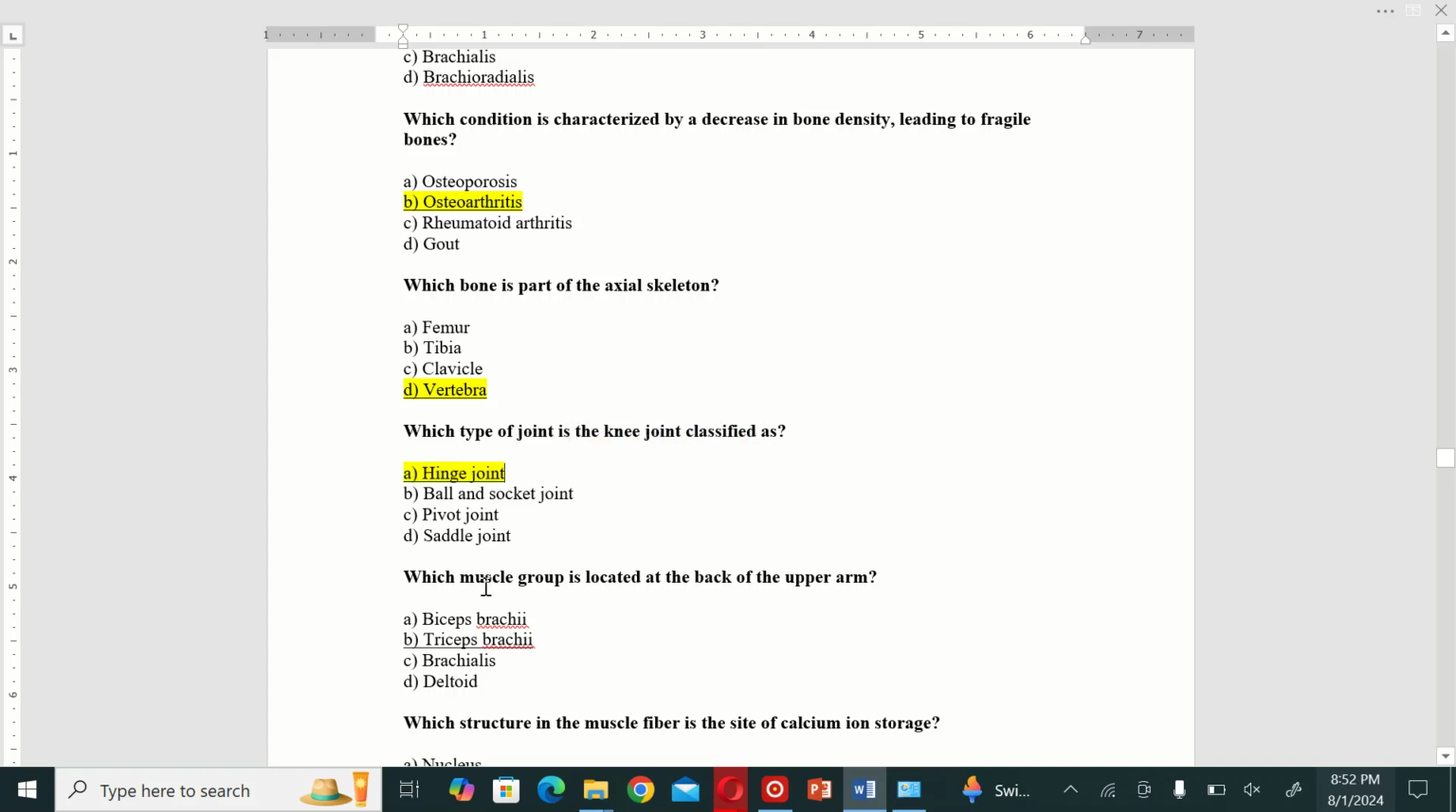The next MCQ is: which muscle is located at the back of the upper arm? A. Biceps brachii, B. Triceps brachii, C. Brachialis, and D. Deltoid. So the correct option is B.